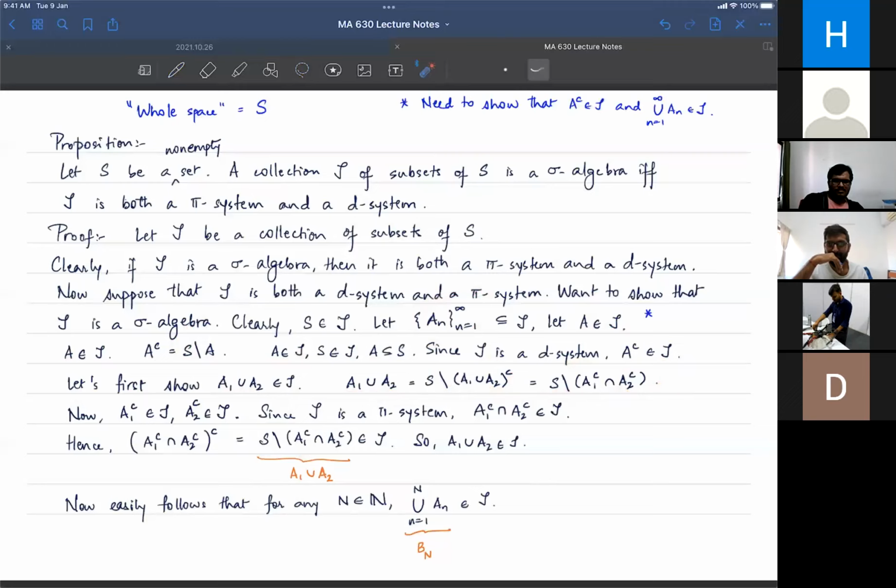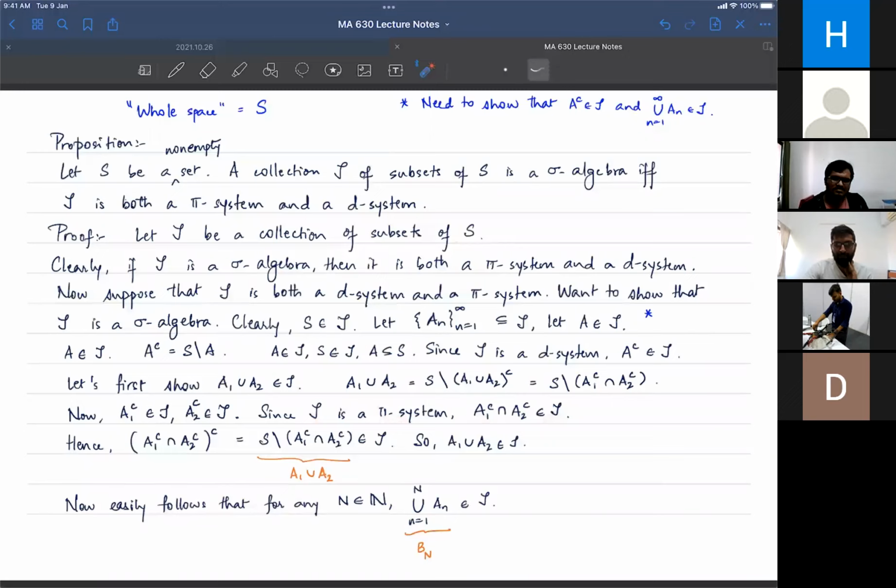Now, A1 is in S, so A1 complement is in S because I've already shown closure under complements. A2 is in S, so A2 complement is in S, again because of closure under complements. Now the extra piece of information we have is that S is a pi system. So since S is a pi system, A1 complement intersect A2 complement is also in S.